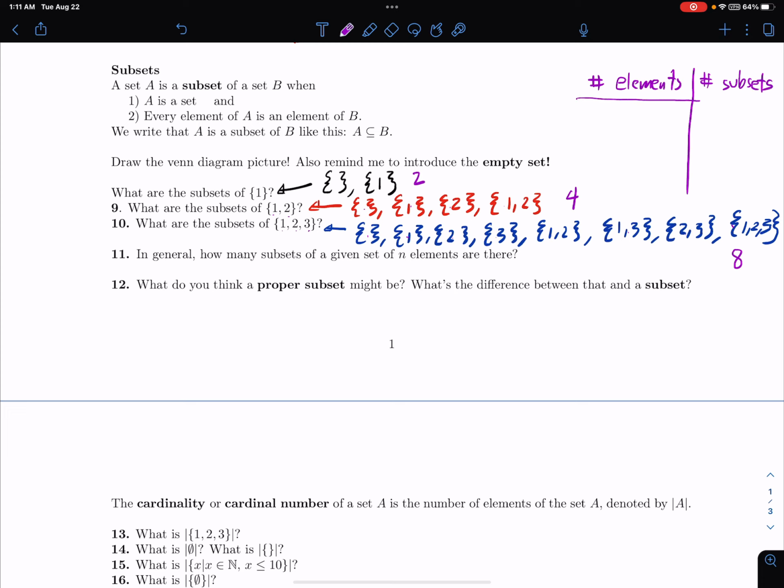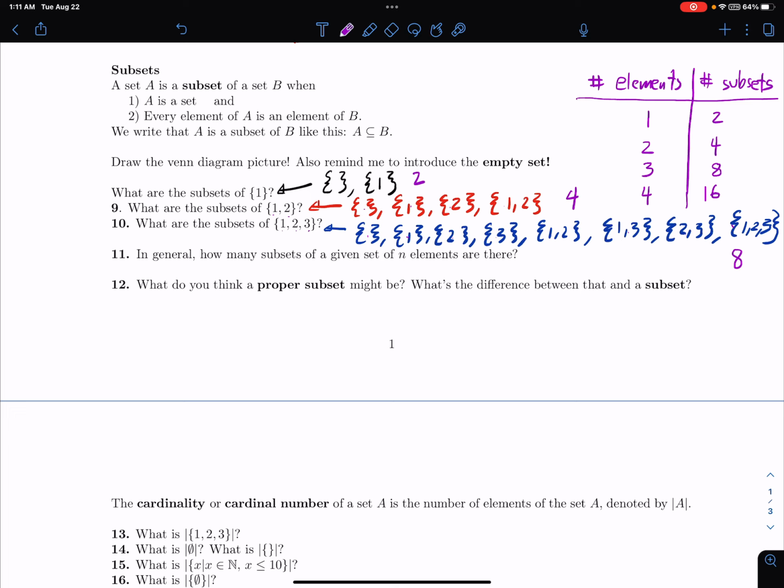So number of elements versus number of subsets. If it's 1 element, we saw that there's 2 subsets. If there's 2, we saw that there are 4. If there are 3, we saw that there were 8, right? And if there were 4, what do you think it would be? If you said 16, you are correct.